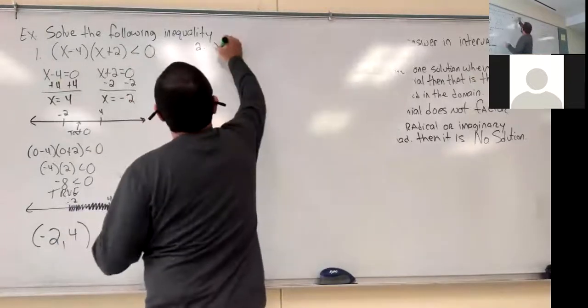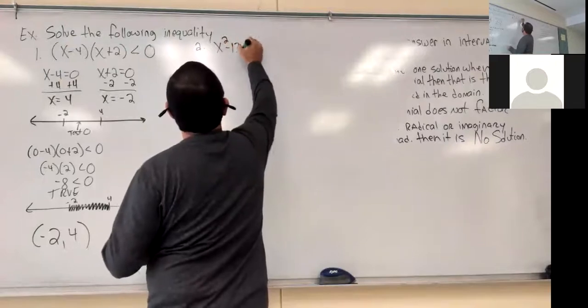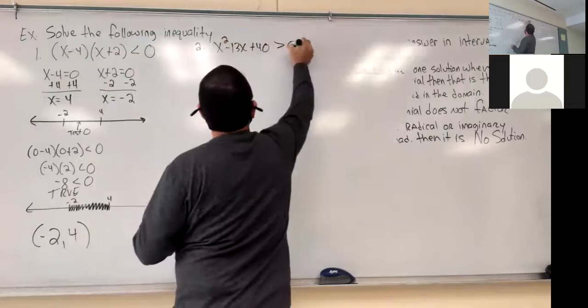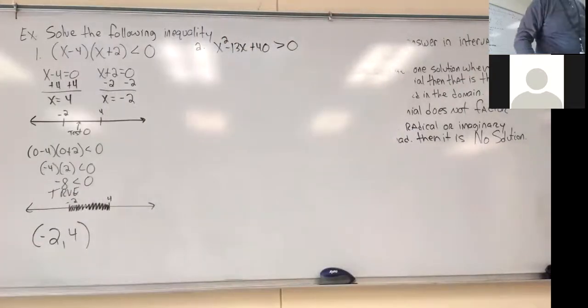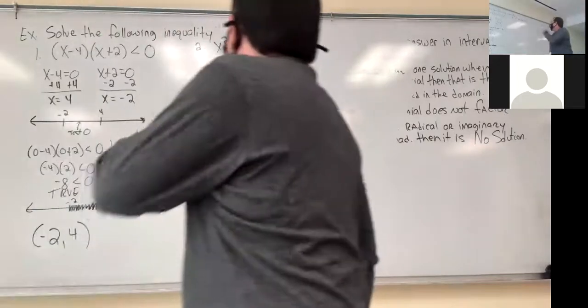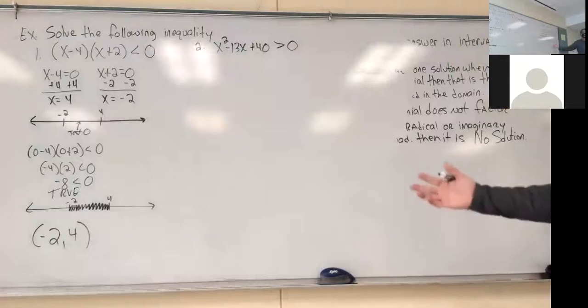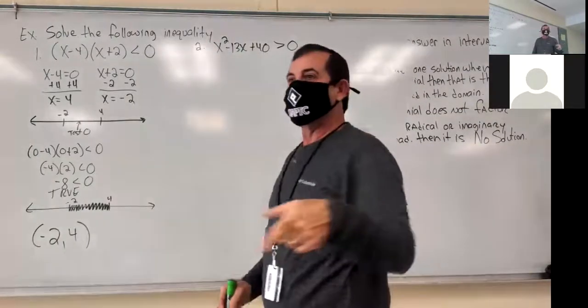All right, number 2 is x squared minus 13x plus 40 is going to be greater than 0. So I'm going to solve mine by factoring, but y'all could hit these with the quad at any point, as long as you got everything set equal to your 0, okay?